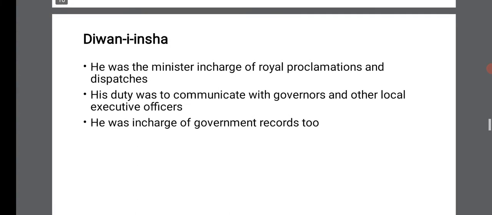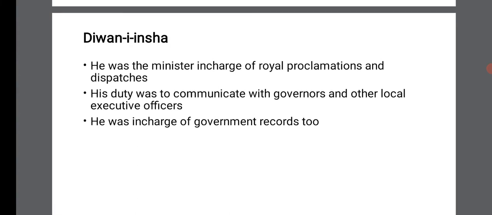Let's know about Diwan-i-Insha. It was the fourth ministry. The minister in charge of this department had to draft royal proclamations and dispatches. His duty was also to communicate with governors and other local executive officers. Government records too were in his charge.